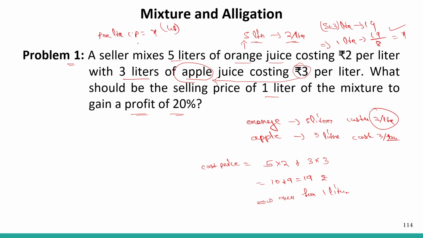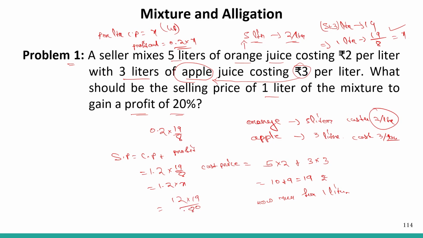So we want a profit of 20%. The profit amount is equal to 0.2 into X, so it will be 0.2 into 19 by 8. Selling price is equal to cost price plus profit, so this will be 1.2 into 19 by 8, which is 1.2 into X. So it will be 12 into 19 by 8. So this much will be the selling price.